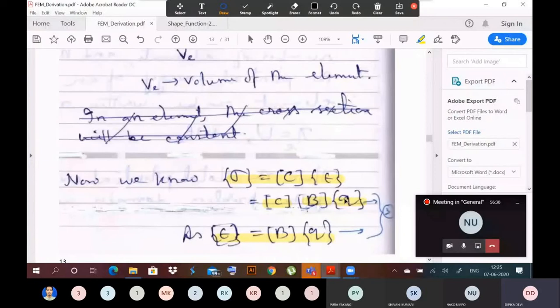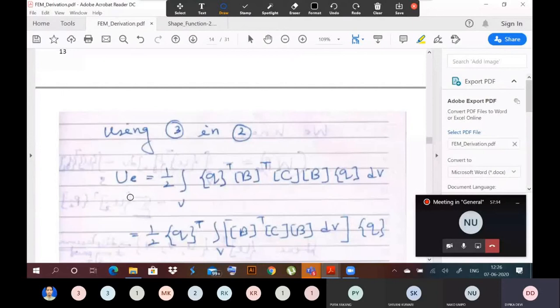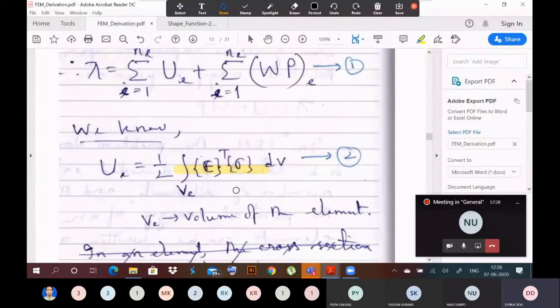If I use that expression of strain energy, U was half into sigma transpose epsilon into dV. Here you see, what is U? U is equal to this, epsilon transpose or sigma transpose. This can be written in terms of epsilon transpose C into epsilon or sigma transpose into epsilon. Both are the same. Don't be confused with that. And C transpose is equal to C for linear isotropic elastic material. So either you can write in this form or sigma transpose into epsilon. Both are correct.